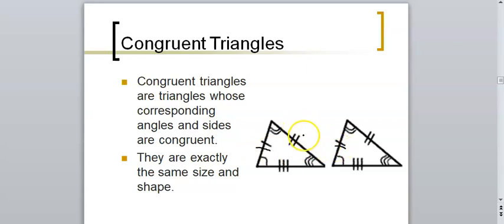Also, this side with two strokes here is also equal to this side with two strokes. Also, this side with three strokes is the same as this side with three strokes. In the same way, the angle with three strokes here is the same as this. This with two strokes here is the same as this. And also this with one stroke is the same as this. And they also have exactly the same size and shape. So once triangles have the same sides and the same angles, we say they are what? Congruent.